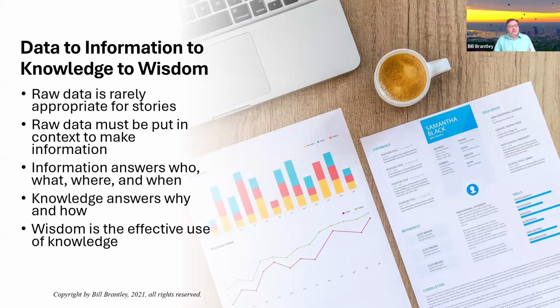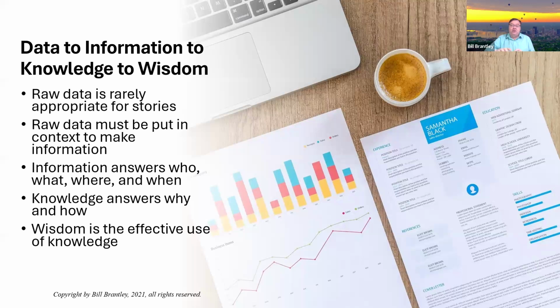And the information answers who, what, where, and when. And the raw data, you need that, of course, to put things into context and answer those other questions for you. But data needs to go up to the information stage, and then to the knowledge, where we answer why and how, and then the wisdom. And sometimes you can go with just the data, information, and knowledge to the wisdom of doing things. But it does take that kind of chain.